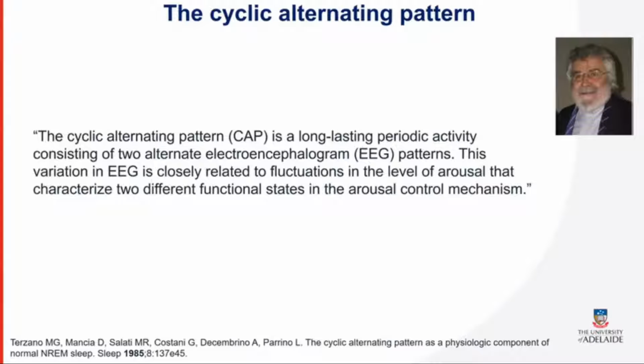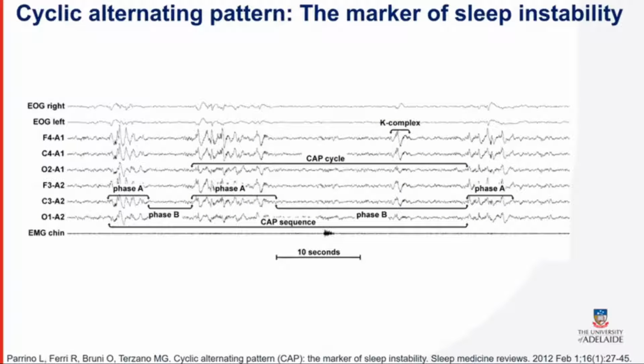Now, what is the cyclic alternating pattern? It has been around for almost 40 years. It was first published in 1985 by Terzano, who's shown in the picture on the right-hand side. I've pretty much just copied the description from the abstract. The idea is that we look at sleep EEG, in particular non-REM sleep EEG, and we ignore non-REM sleep stages. And Terzano found that there are some phases of activity which seem to happen in a periodic fashion.